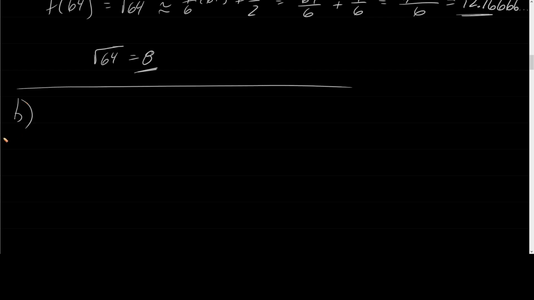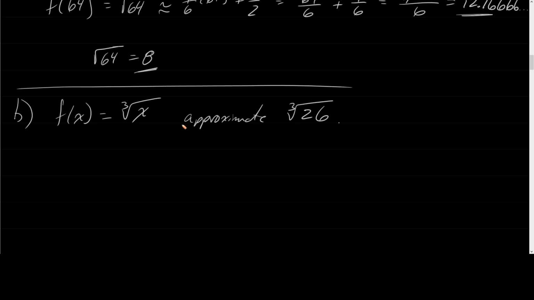Part B. Let's say we have the same instructions, but now f of x is equal to the cube root of x, and we're going to approximate the cube root of 26. 26 is not that far off from a perfect cube, the perfect cube that I'm thinking of, of course, being 27.